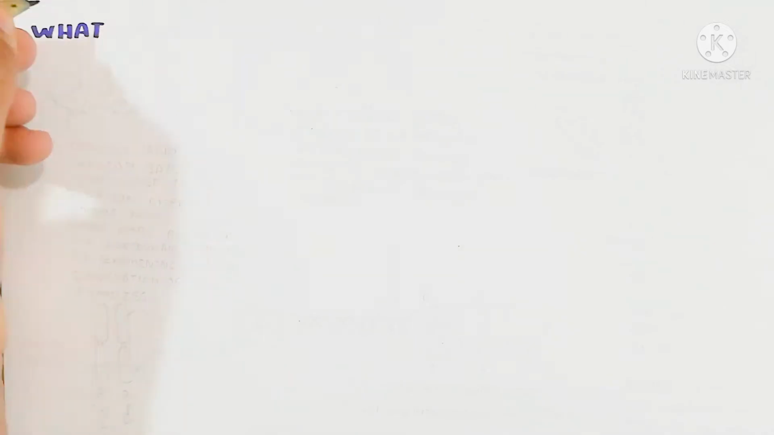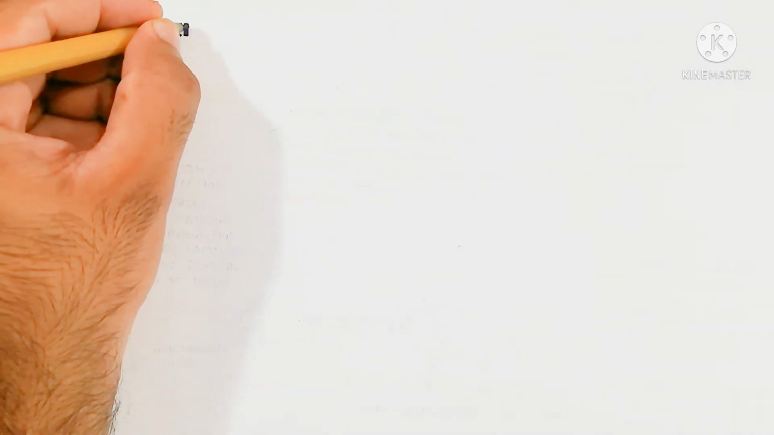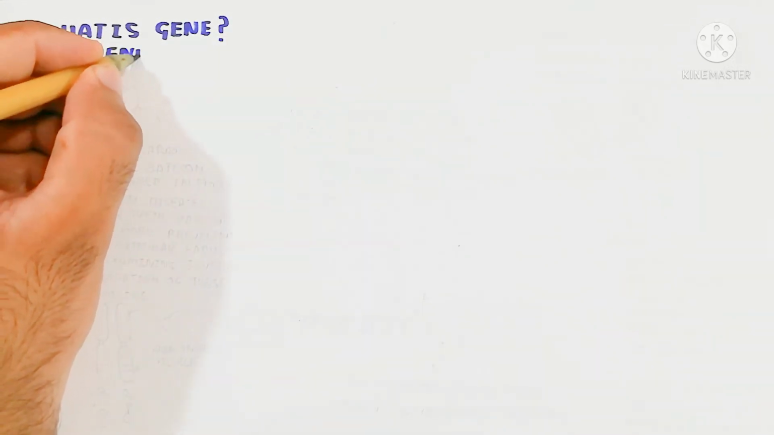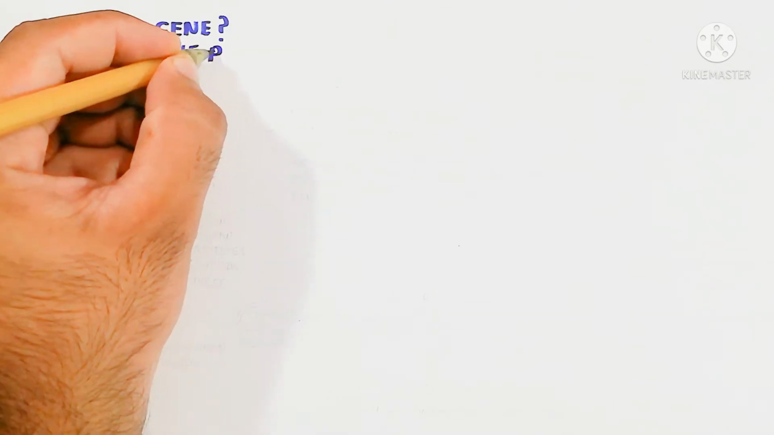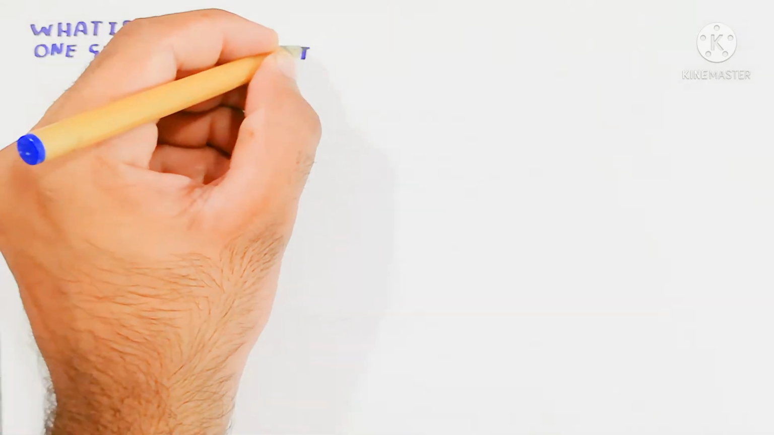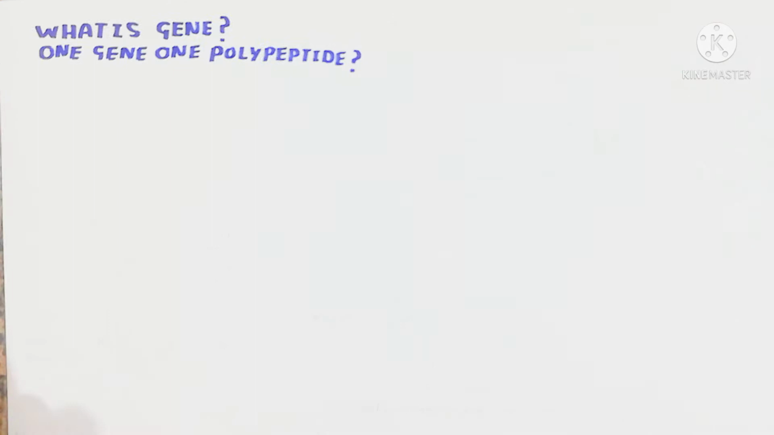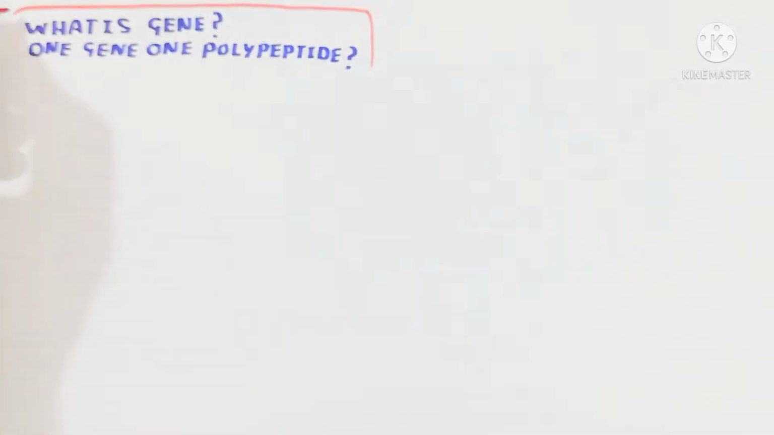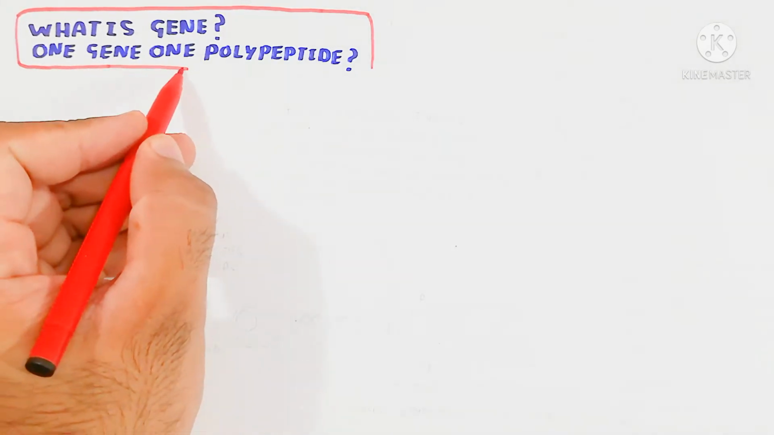Hello, in this video we will discuss what a gene is and the one gene one polypeptide hypothesis, according to the scientists who proposed it. Archibald Garrod and Bateson provided the one gene one polypeptide idea, which is a basic and strong concept we need to understand.